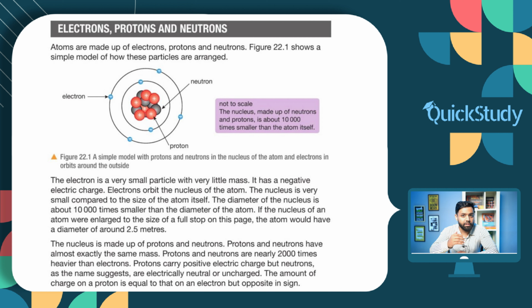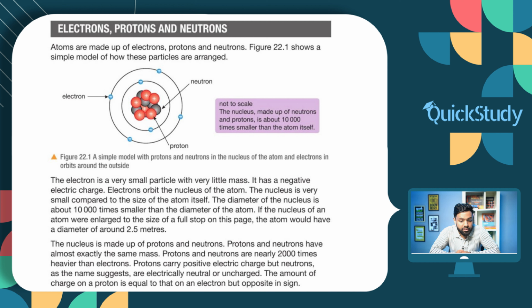If, however, all of this is going over your head, then we should start from the basics of an atom. So let's look at this picture where an atom is basically divided into three parts, which are the electrons, protons, and neutrons. So atoms are made up of electrons, protons, and neutrons. This figure shows a simple model of how these particles are arranged.